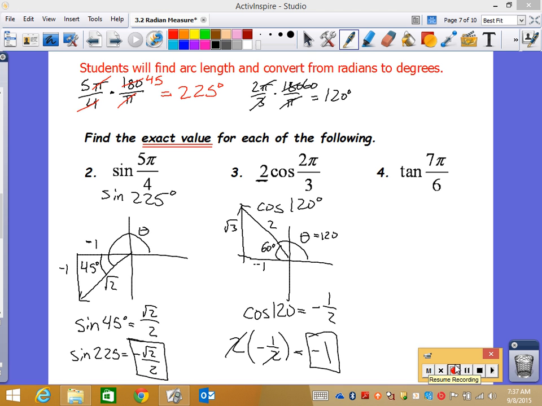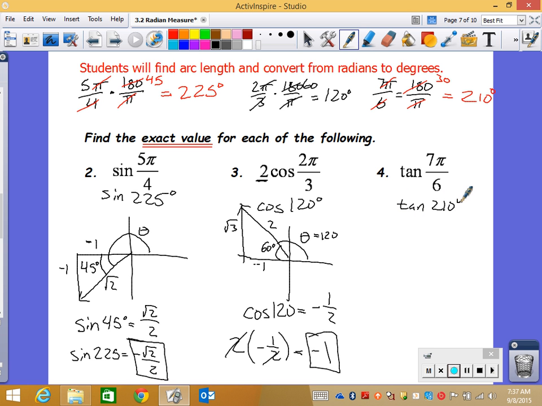We'll do a quick conversion factor again. 7 pi over 6, we're going to multiply, since we're going from radians to degrees, by 180 over pi. Again, my pi's cancel. 6 goes into 180 30 times. So we get a degree measure of 210 degrees. All right, so let's go back and plug that in and draw that. So we're looking at the tangent of 210 degrees.